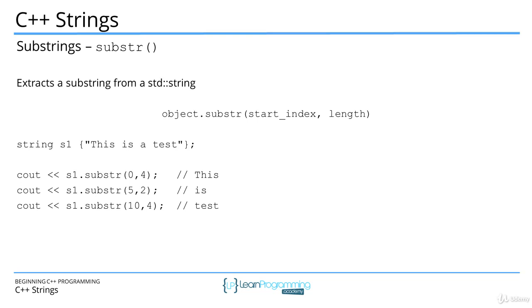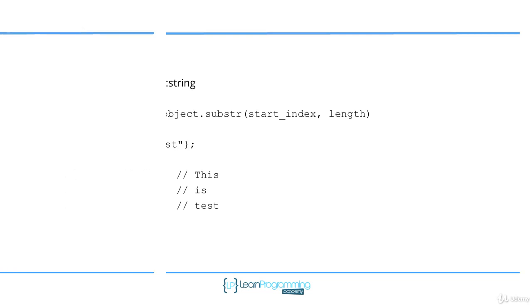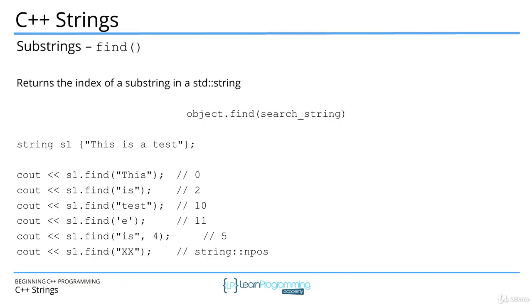Let's see how we can search a string for another. The C++ string class has a very handy method named find. Find works with characters and strings. It expects a string or character and returns the index or position of the beginning of that string or character in the original string. So if we have a string S1 that's initialized to this is a test, and we want to find the string this, we'd get back a 0 since this starts at index 0.